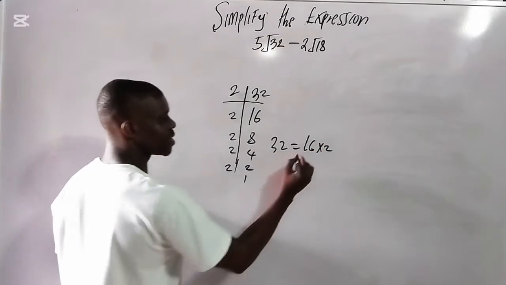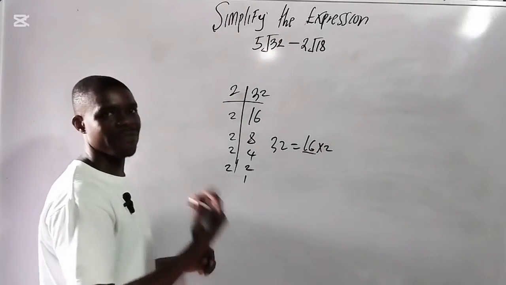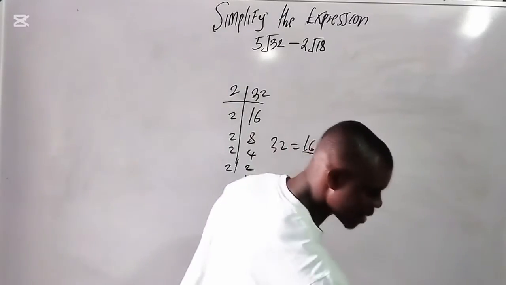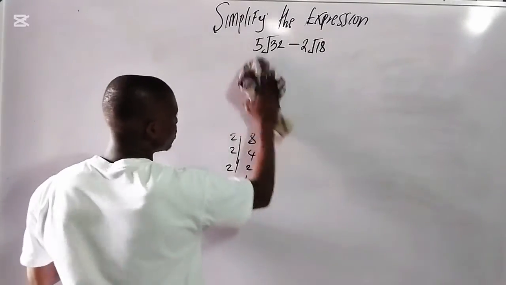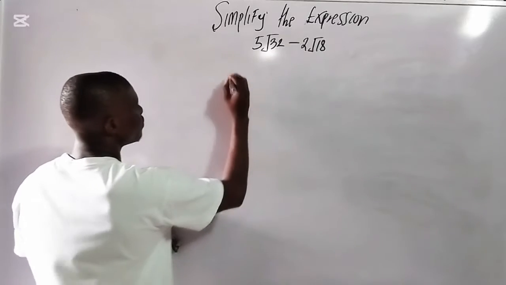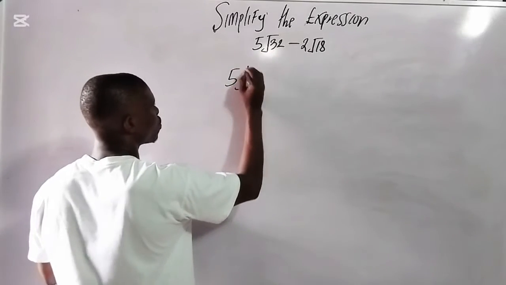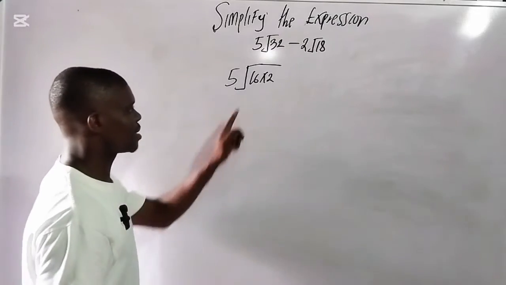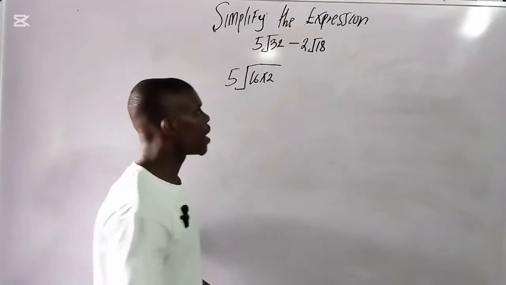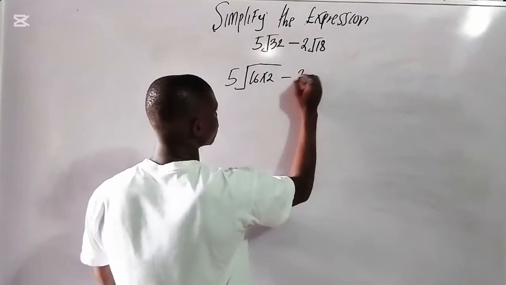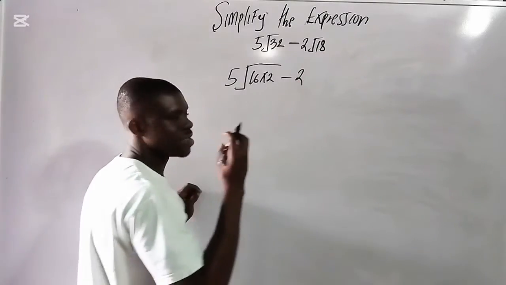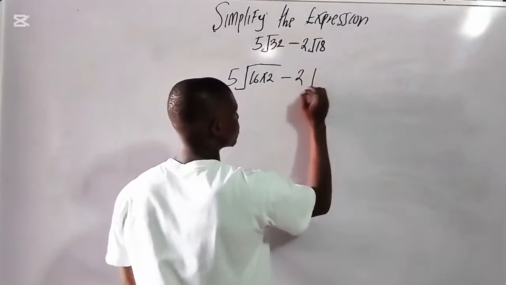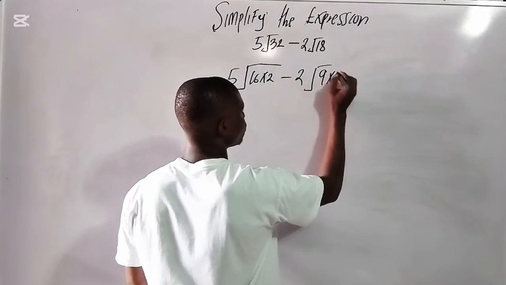Why? Because 16 is a perfect square. So in the sense that you can write this one as 5 square root of 16 times 2, because we know that 16 times 2 is 32. The same thing I want to do here too. Remember 9 times 2 is 18, so it will be 9 times 2, which is 18.